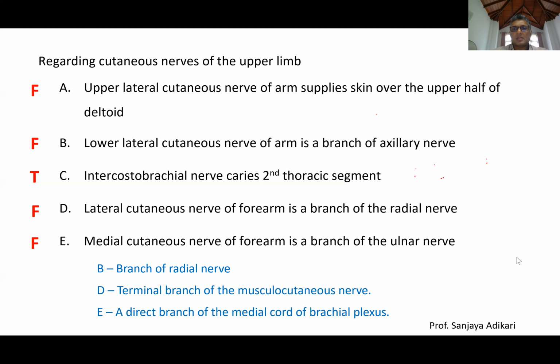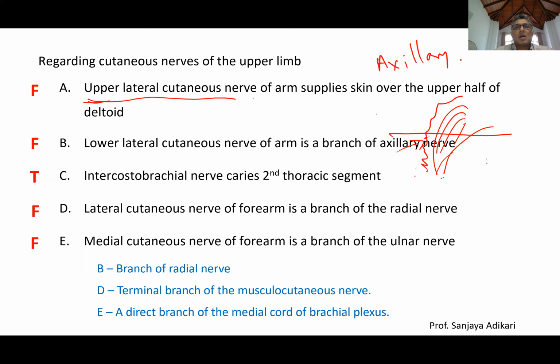Okay, so these are the answers. Upper lateral cutaneous nerve of the arm supplies skin over the upper half of the deltoid. Now, this upper or superior lateral cutaneous nerve of the arm is the cutaneous branch of the axillary nerve. We discussed it already. If you take the deltoid, I think I have drawn it already. This is your deltoid, and the skin over the lower half of the deltoid is supplied by the axillary nerve through the upper lateral cutaneous nerve of the arm. So it is not the upper half, that's why it's wrong. The upper half is supplied by C4, the supraclavicular nerves.